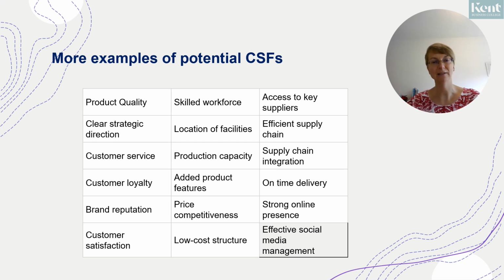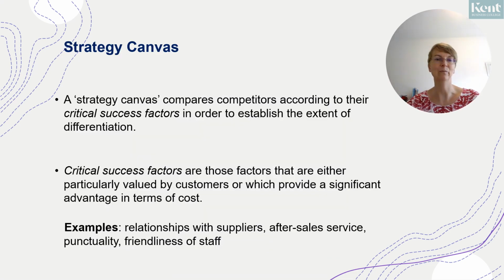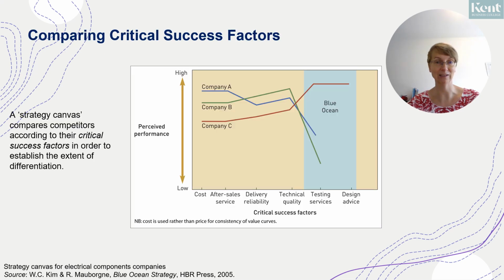And so I can decide, and I need to decide, what are the critical success factors in my industry that appeal to customers. So it's all about the customers. What factors do customers appreciate and expect? And then I can design an overview, and that is called the strategy canvas. So I can design an overview to compare competitors along these critical success factors to see where there are some gaps in the market. And here are some more examples. For example, the relationship with suppliers, punctuality, also friendliness of staff, of course, are critical success factors.